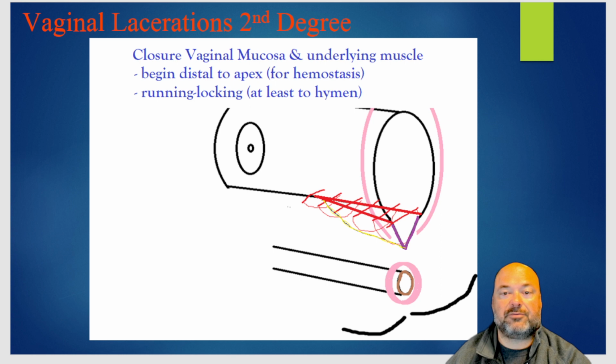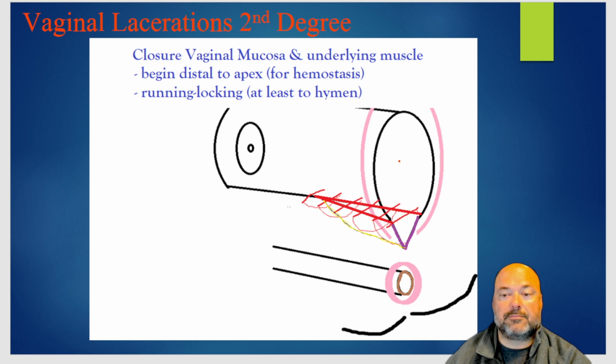This is closure of the vaginal mucosa and underlying muscle. We begin distal to the apex, so we want to go up above the apex of the disruption in vaginal mucosa. We do that for hemostatic reasons because we want all areas of disrupted tissue to be contained within a compression area of our running interlocking suture. I tend to do running interlocking all the way down to the introitus when I do my transition.